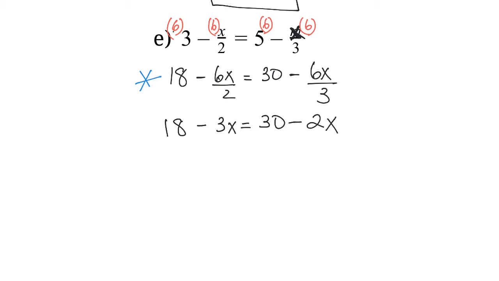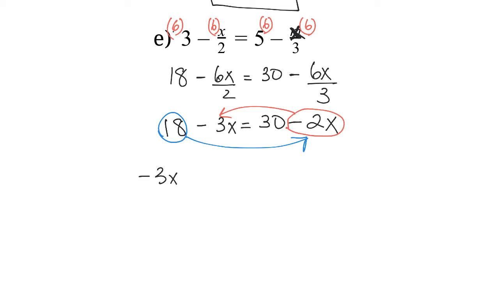All right, so now we have a regular normal looking equation. We do have multiple like terms, so we are going to have to collect like terms. Up to you which side you want to bring the variable to. I'm going to go ahead and bring my variable terms to the left-hand side and my plain numbers to the right-hand side. So that means that this negative 2x needs to come over to the left, and this 18 needs to go over to the right. So if I collect like terms, that's going to leave me with negative 3x plus 2x, which is equal to 30 minus 18.